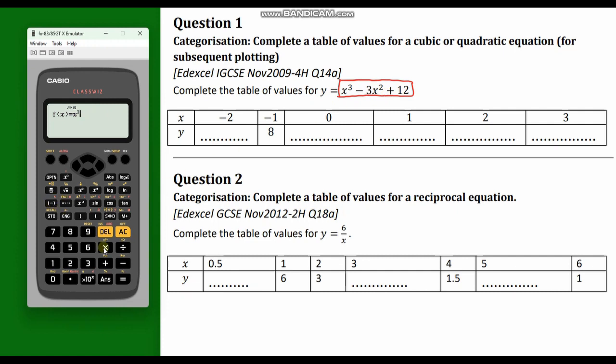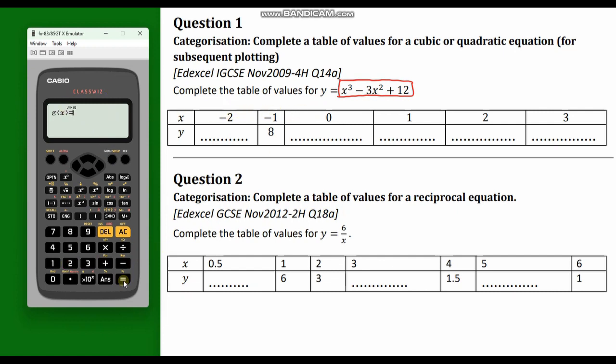So minus 3, and then x again. We're going to press alpha, close brackets to get x, and our squared button is over here. And then finally plus 12. So now we've written in our expression.